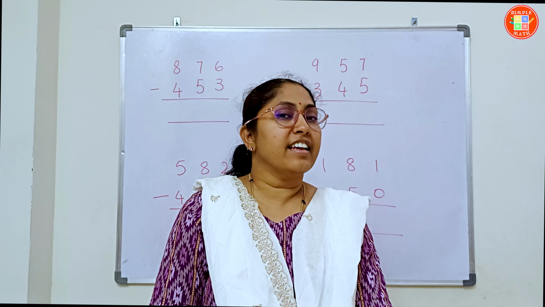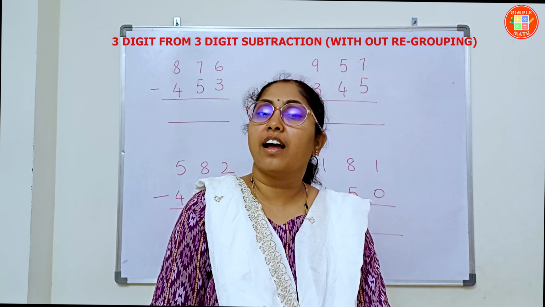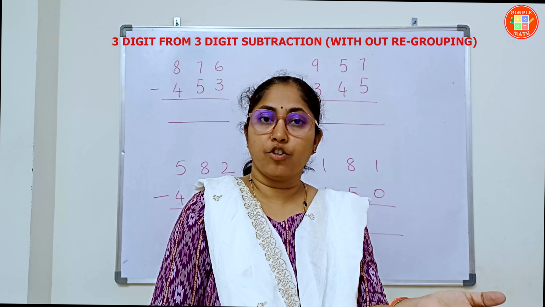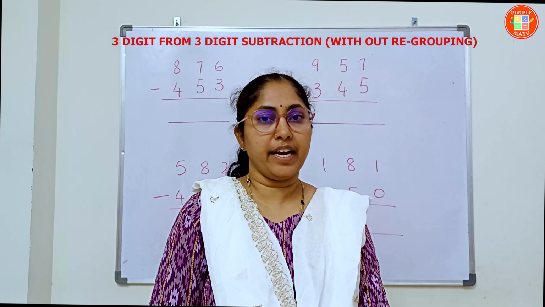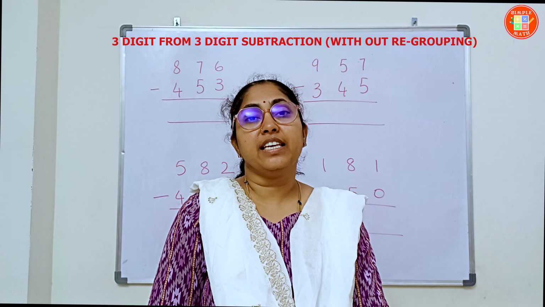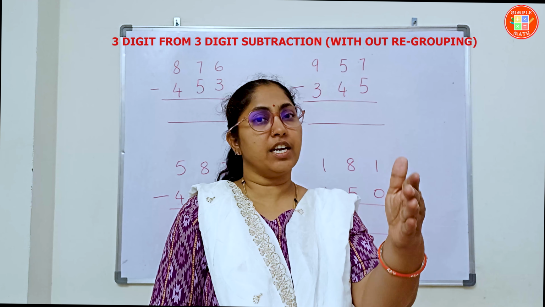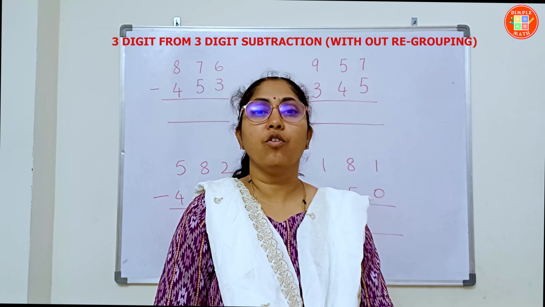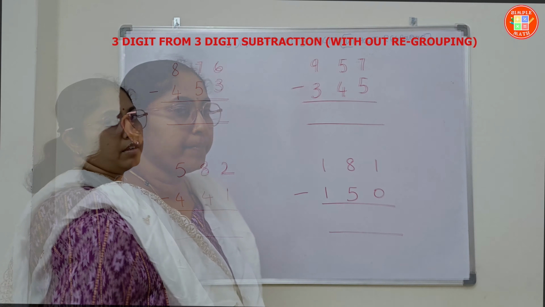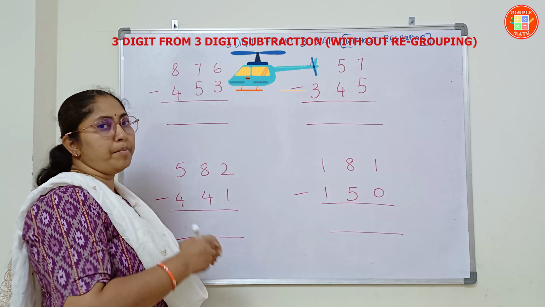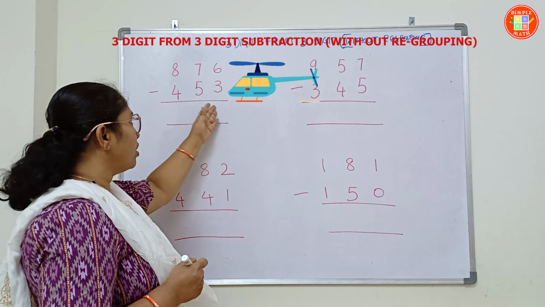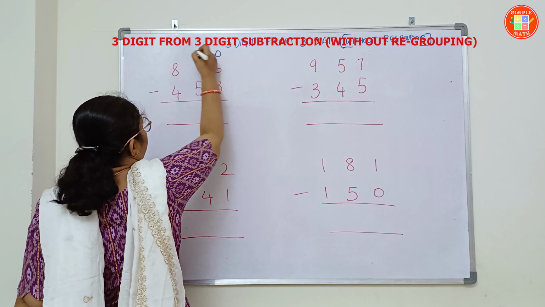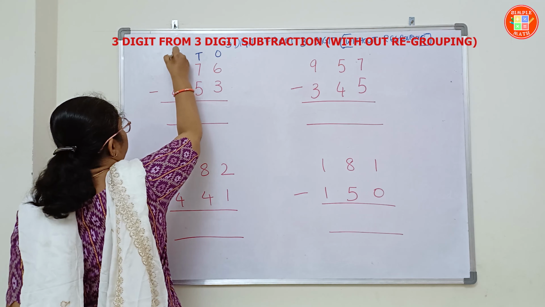We have seen in our earlier classes, the lower classes, subtraction of a 2-digit number from a 2-digit number without regrouping and with regrouping, right? Now today we will see subtraction of a 3-digit number from a 3-digit number without regrouping, that is, without borrowing. Okay? So we'll start by marking the ones column, tens column and hundreds column, and start the subtraction.